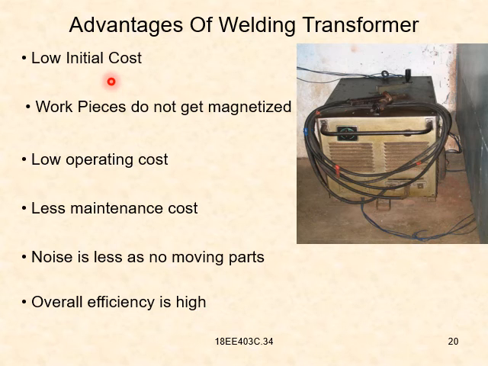Low initial cost, and the workpieces do not get magnetized. The low operating cost, less maintenance cost since no moving parts, and noise is also less since there are no moving parts. Compared to welding generator, there are so many moving parts in it, and the noise is also more. Here we get only a humming noise, and we all know the transformer has higher efficiency than any other device, so the overall efficiency is also high.